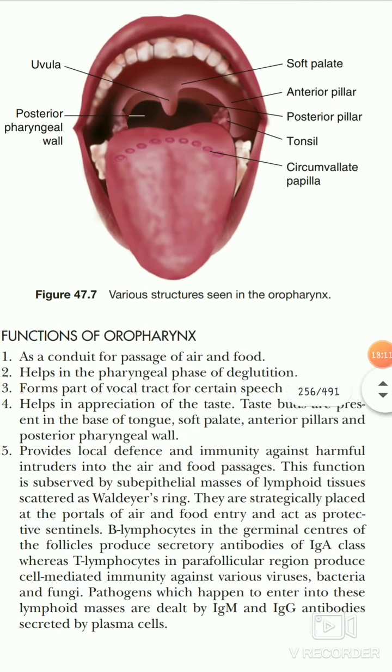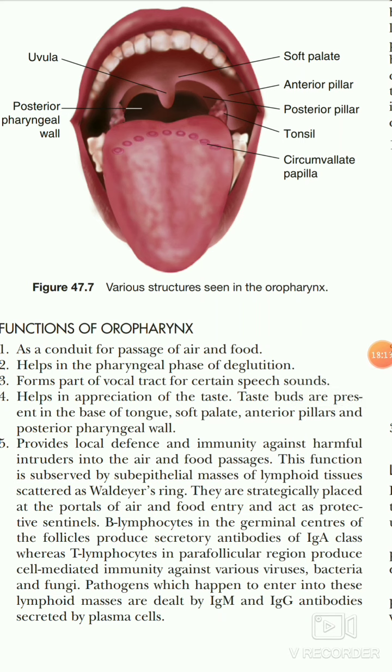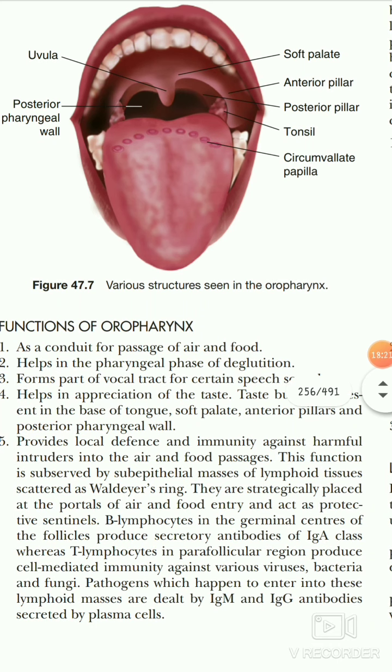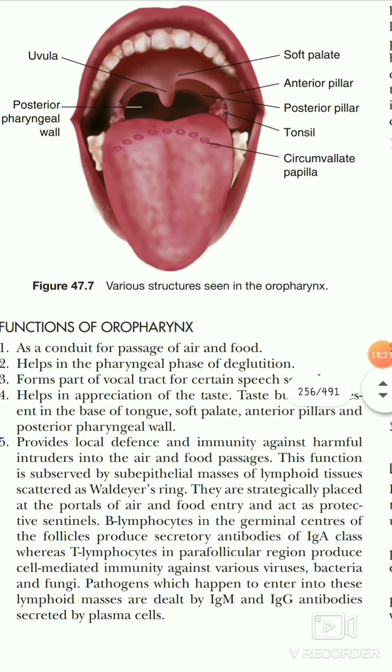Functions of the oropharynx. As a conduit for passage of air and food. Helps in the pharyngeal phase of deglutition. Forms part of the vocal tract for certain speech sounds. Helps in appreciation of taste. Taste buds are present in the base of the tongue, soft palate, anterior pillars and posterior pharyngeal wall.